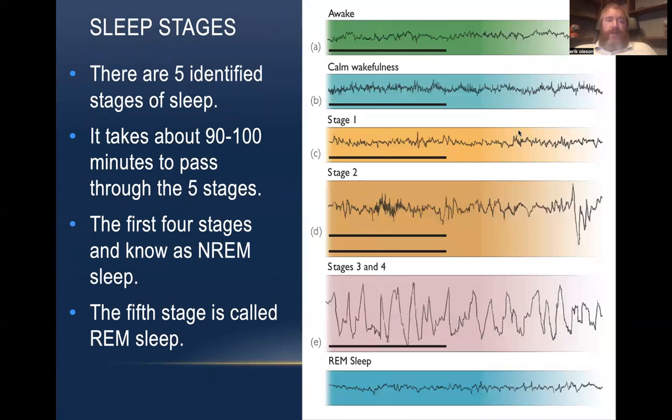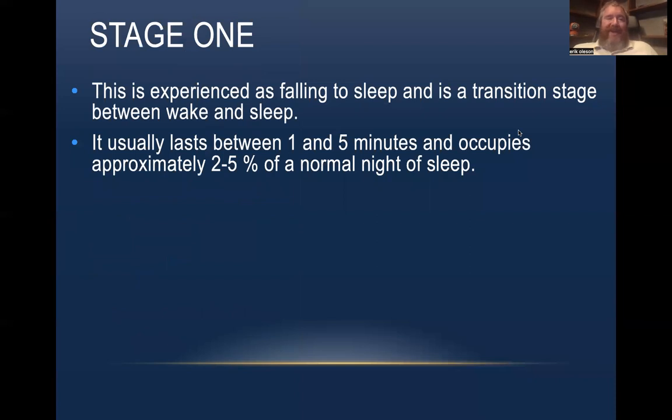Overall, this produces our sleep stages. There are 5 identified stages of sleep. It takes about 90 to 100 minutes to pass through the 5 stages. The first 4 stages are known as non-REM sleep, and the 5th stage is called REM sleep. In stage 1, this is experienced as falling asleep and is a transition stage between wake and sleep. It usually lasts between 1 and 5 minutes and occupies about 2 to 5% of a normal night's sleep.